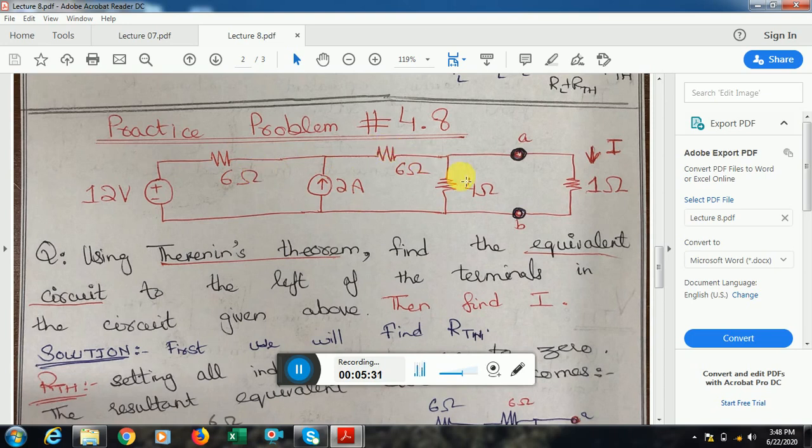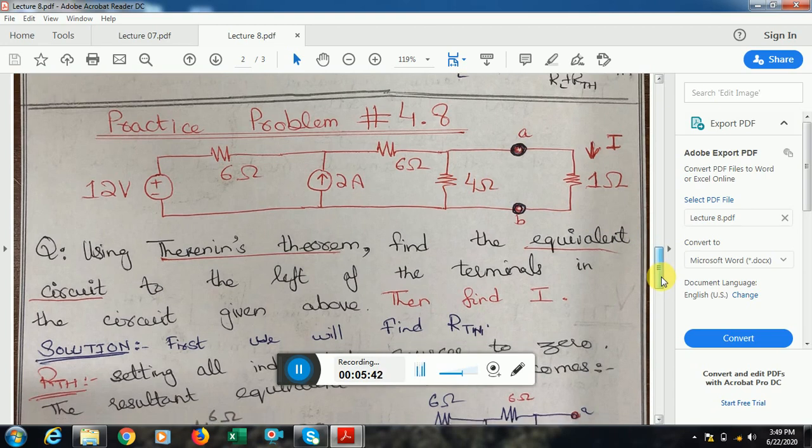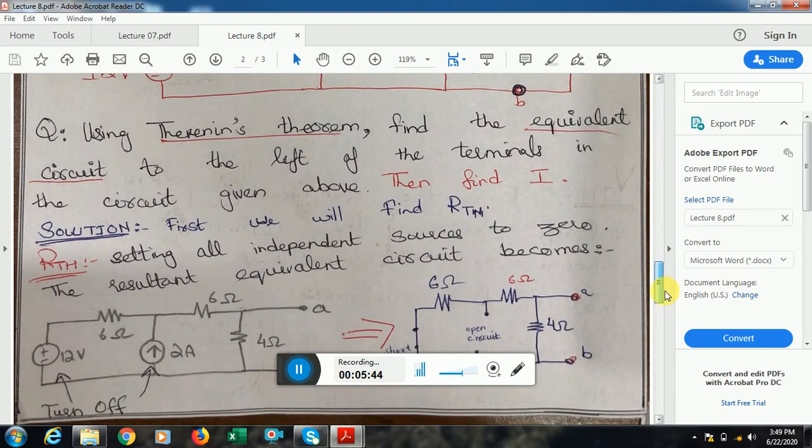So I have to simply transform this circuit from this end till this end into a voltage source, that will be V Thevenin, in series with a resistance that is called R Thevenin. So let's move on to solving this network. First of all, we'll find R Thevenin. R Thevenin is very easy.